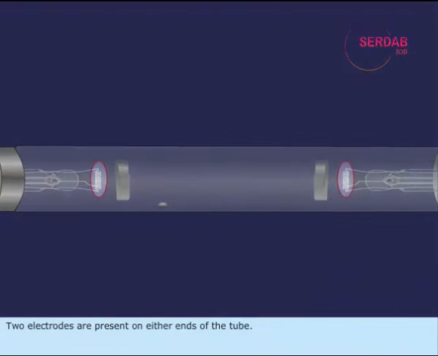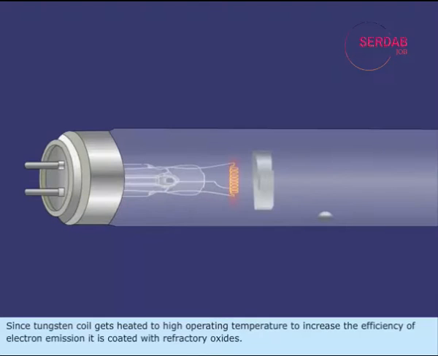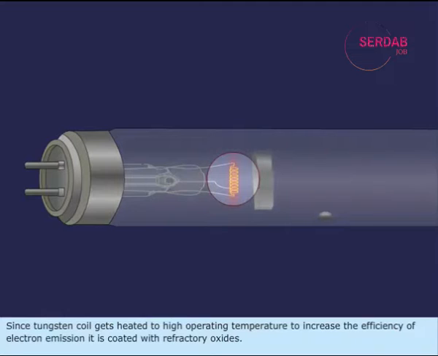Two electrodes are present on either ends of the tube. The electrode coil injects electrons in the discharge space. Since tungsten coil gets heated to high operating temperature to increase the efficiency of electron emission, it is coated with refractory oxides.